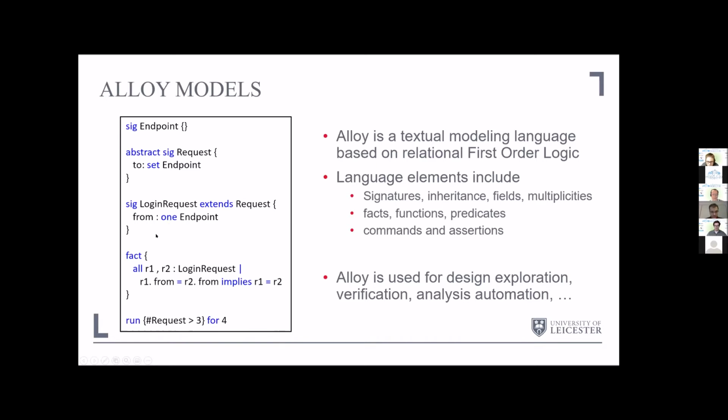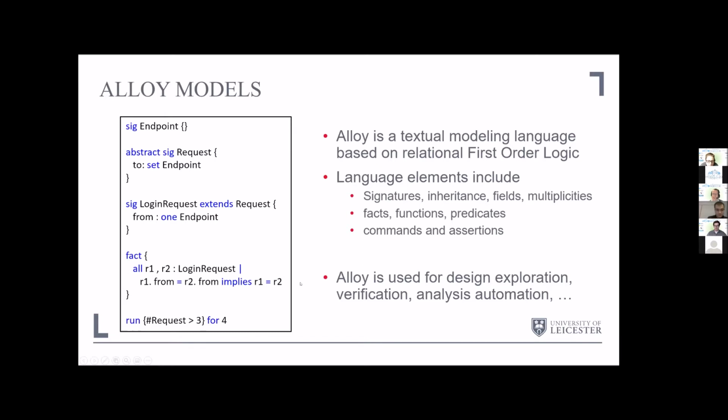Then we have facts, like down here, we can have functions, predicates, and also commands and assertions. So down here, we see an example command, which runs, which tries to find specific instances that have this form where the number of requests are greater than 3 for a scope of 4.